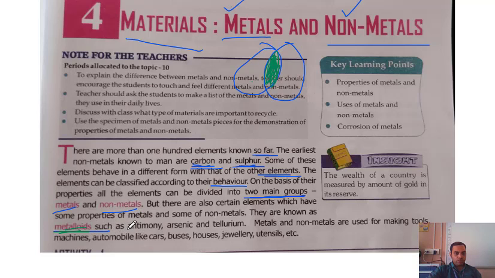So what are the examples of metalloid? Antimony, arsenic, tellurium. So these examples you should remember. These are usually asked in the exam.